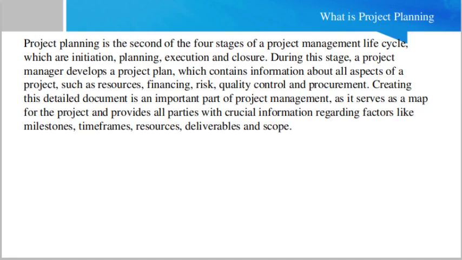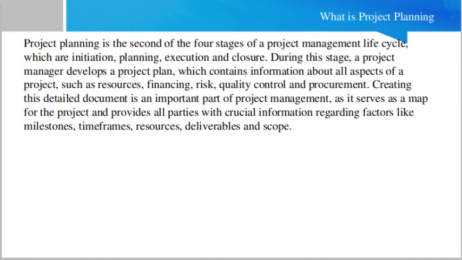So let's start. What is project planning? Friends, project planning is the second stage of the project management life cycle. We know that there are basically five stages: initiation, planning, execution, monitoring and controlling, and closing. So planning is the second stage, and during this stage a project manager develops a project plan which contains information about all aspects of the project such as resources, financing, risk, quality, control and procurement. Creating this detailed document is an important part of project management as it serves as a map for the project and provides all parties with crucial information.